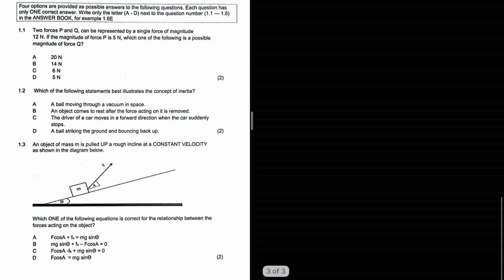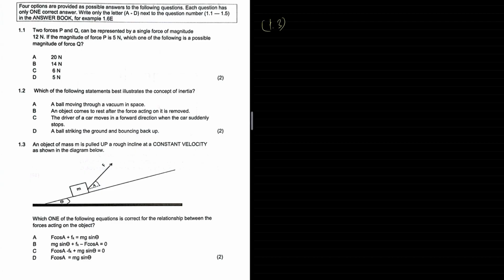We'll go on to question 1.3. 1.3 says, an object of mass m is pulled up a rough incline at a constant velocity as shown in the diagram below. Which one of the following equations is correct for the relationship between the forces acting on the object? So a few things stand out to me here.